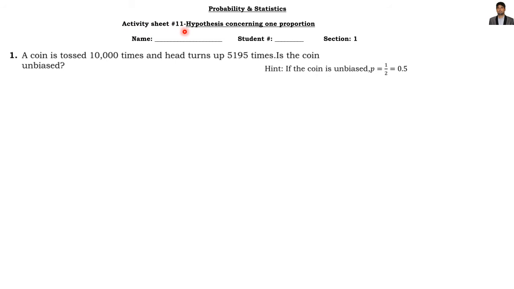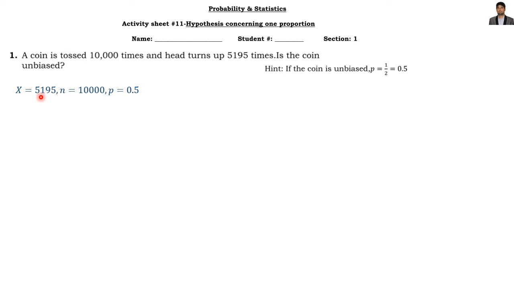Activity sheet number 11, hypothesis concerning one proportion. Question number 1. A coin is tossed 10,000 times and head turns up 5,195 times. Is the coin unbiased?